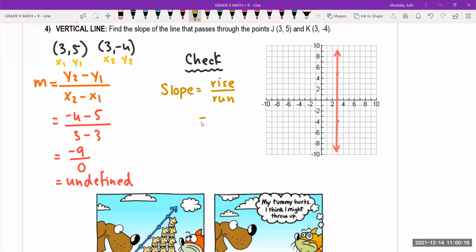So in this example, what's our rise between these 2 points? It's about 9. Okay, but do we have a run? Does our triangle go side to side? No. So 9 over 0, which means our slope is undefined.